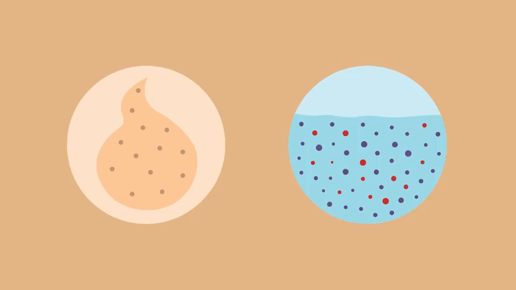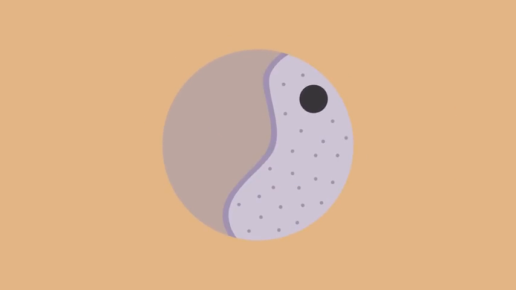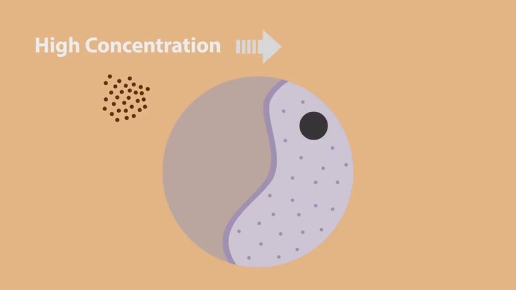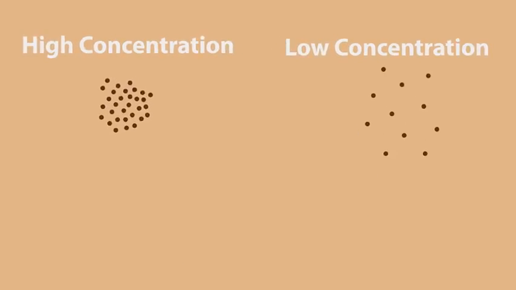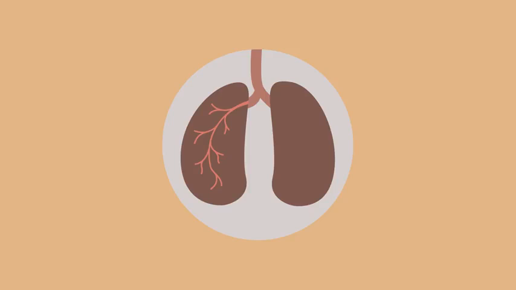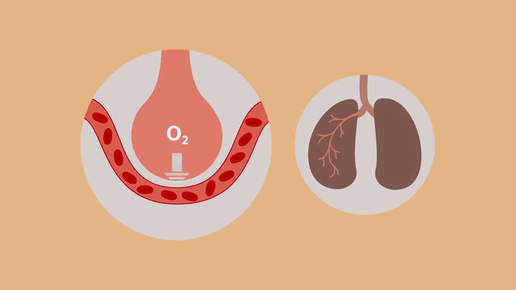Diffusion is seen throughout nature and allows substances to pass into or out of cells across the cell membrane. But they must be dissolved, and there must be a concentration gradient that they can move along, from high concentration to low concentration. Gas exchange in the lungs, so oxygen moving from the alveoli into the blood, and carbon dioxide from the blood into the alveoli, are both great examples of diffusion.